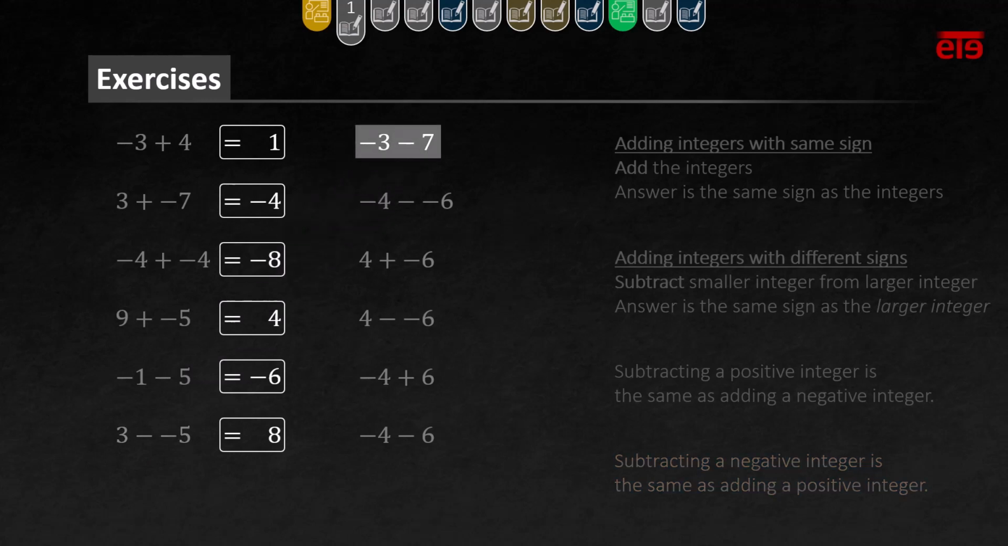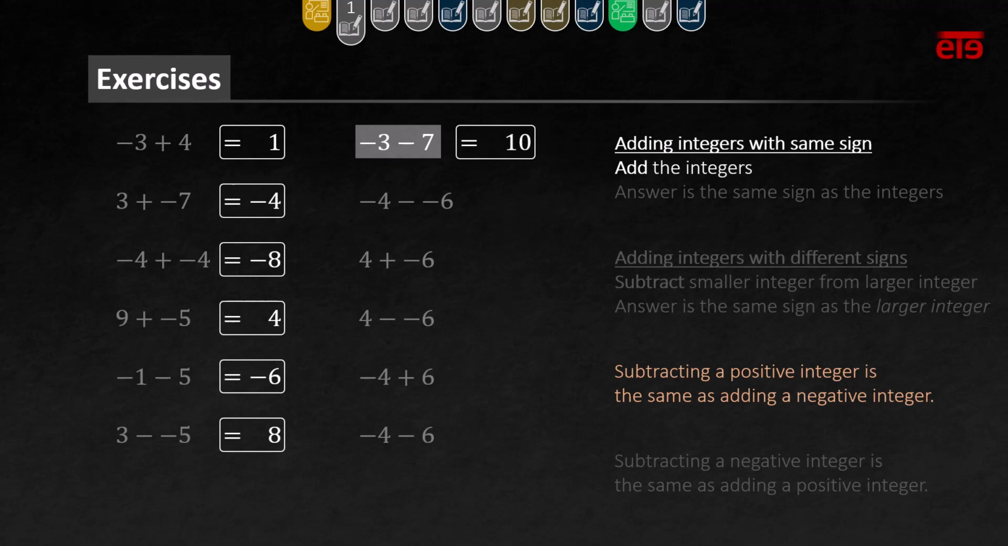-3 minus 7 is like adding -3 and -7. They both are negative integers. When we add the absolute values, we will get 10. They are negative integers and the answer is -10.